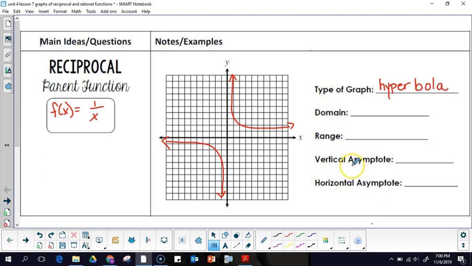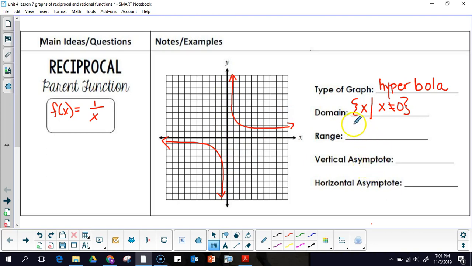The domain of this parent graph is, this is how we're going to write this, in set notation: x such that x does not equal 0. And what I mean by that is there's a vertical asymptote at 0. You see how this graph doesn't touch 0 at x equals 0? So that's how we have to state the domain. It's all real numbers except where x equals 0. So all except the y-axis.